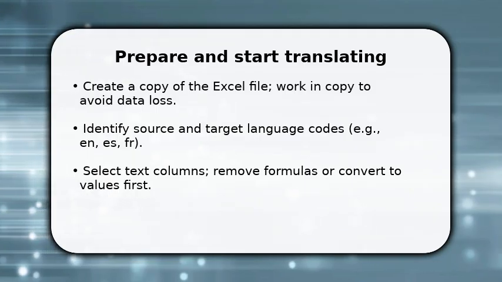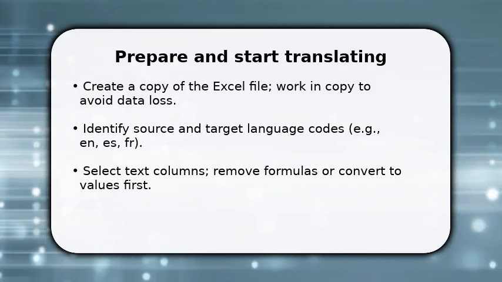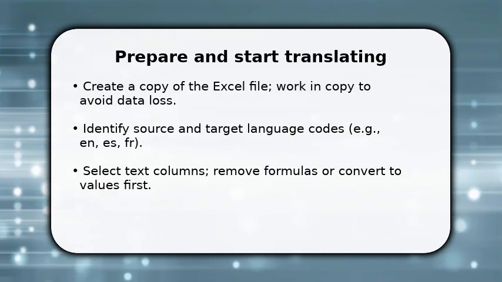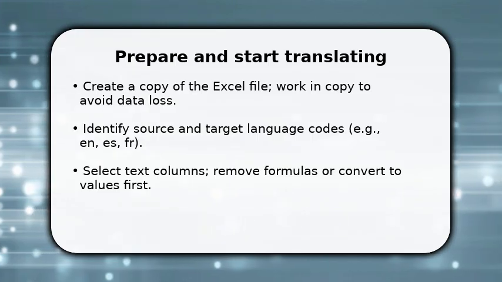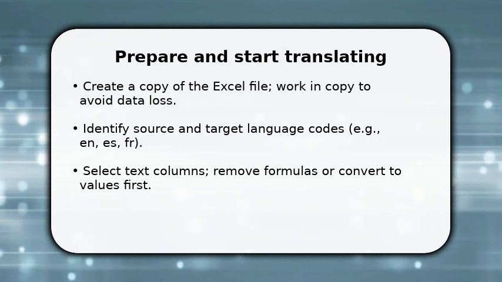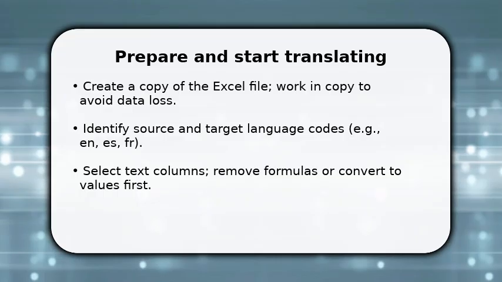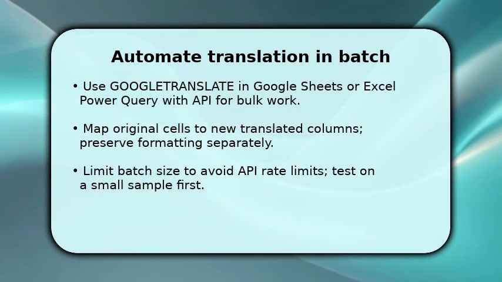Next, select the specific text columns you'll translate and optionally trim trailing spaces or hidden characters to improve accuracy. Make sure to note cell ranges for later automation steps and save the file in a compatible format such as XLSX to preserve formatting. Now automate the heavy lifting.